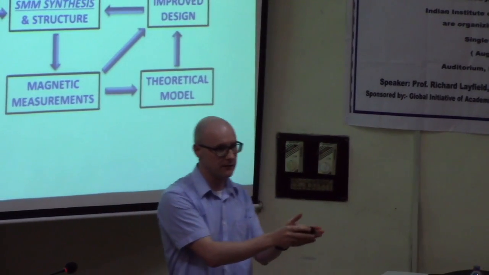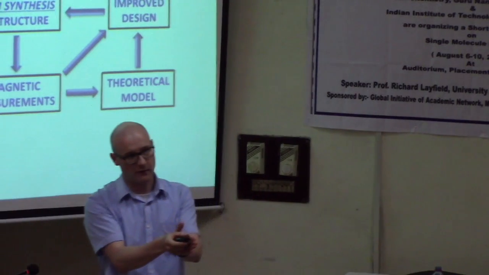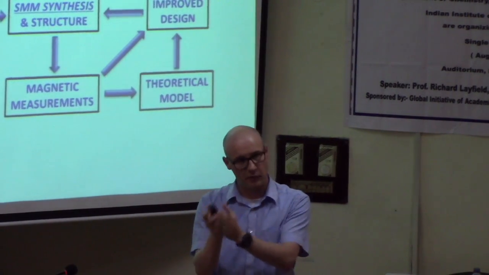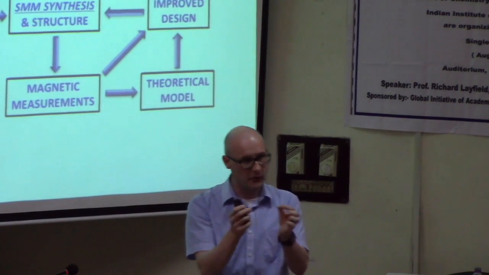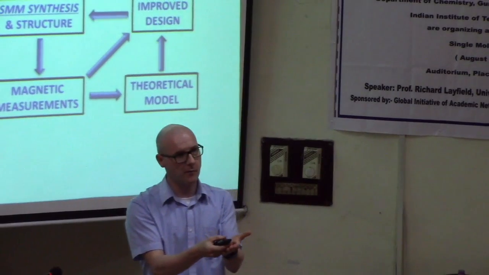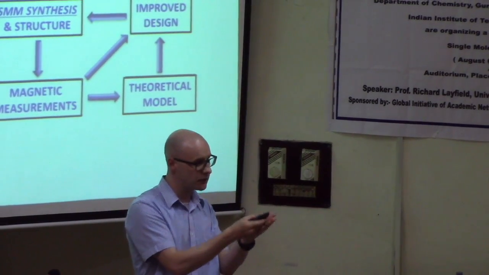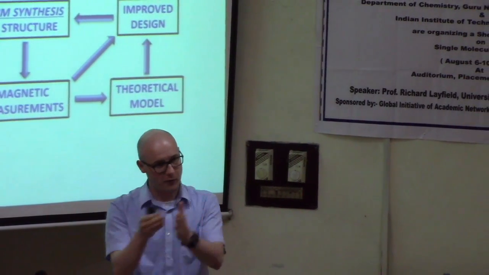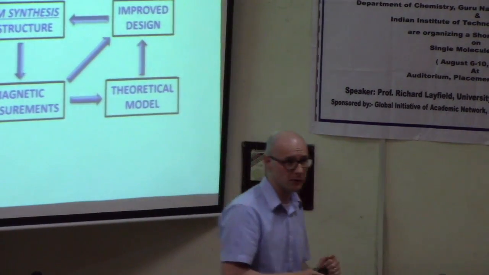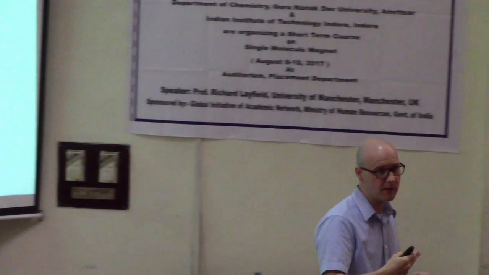the synthesis is critical, the structural characterization in terms of molecular structure is critical, and measurement of the properties is critical as well. But the really crucial thing is linking these different aspects together in the form of what we call a magnetostructural correlation. How do the properties depend on the structure? How does the structure depend on the way in which you make your molecule?